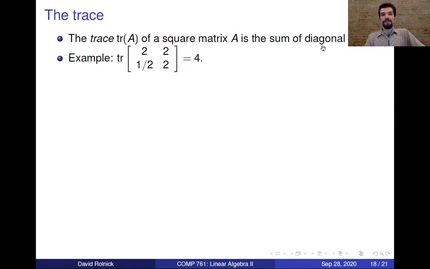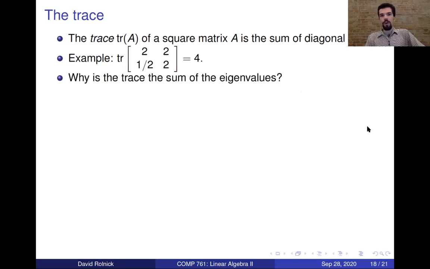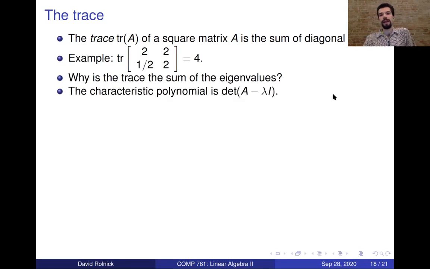Well, first, here's an example. This is a matrix with trace 4 because it's 2 plus 2, 4. As we saw, if you came a little bit early to class, the trace is the sum of the eigenvalues. Why is that true? Think back to our characteristic polynomial, which is the determinant of A minus lambda I.